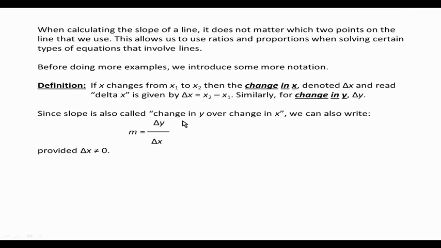If I go back to a previous slide here, you'll see why. Remember, m is delta y over delta x. Think of this as m over 1. So if you do your cross multiplication, m times delta x is 1 times delta y, but 1 times delta y is delta y. So now you can see why delta y is m times delta x. That may become useful for some of our problems.